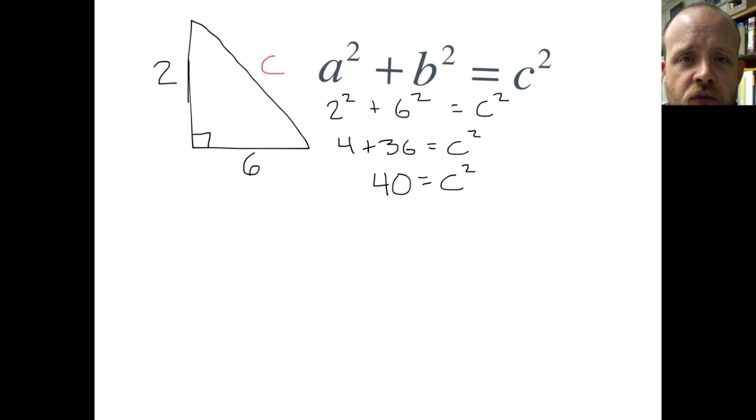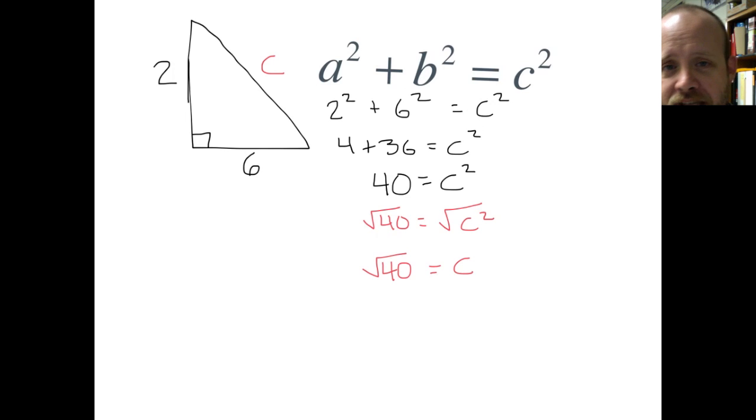Once again, from our last example, we know we have to square root both sides. So the square root of 40 is equal to the square root of c squared. And now we have to continue simplifying. So c is equal to the square root of 40. But 40 can be simplified further. And that's the beauty of radicals. We can get these without decimals.